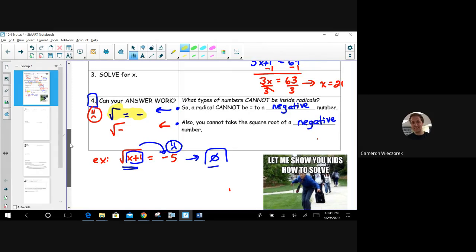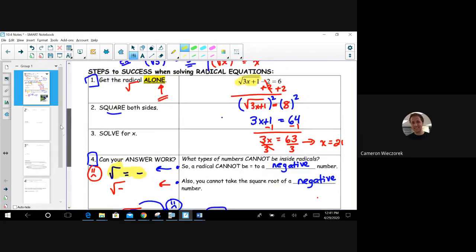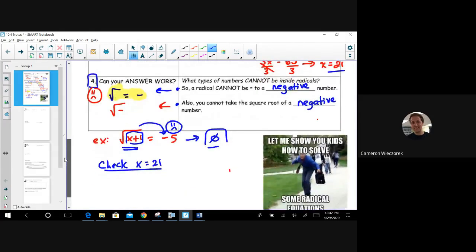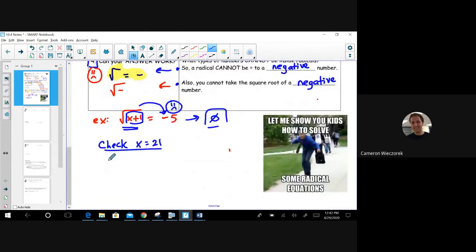So let's just check the 21 that we got to make sure it works. Here's how I check my answer. All I do is I go back up to the original equation and I plug in the number I got. So I'm just going to plug in 21 for x. Check x equals 21. You want to make sure it works. What was the equation? Square root of 3x plus 1, minus 2. So I'm just going to plug in 21. And the right side was equal to 6. And then I just simplify both sides, and I want to make sure that I get 6 on the left side as well.